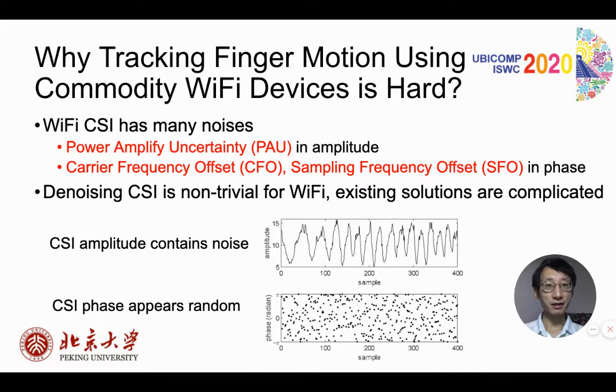Considering the wavelength of Wi-Fi, which is about 6 cm for the 5 GHz band, the centimeter level finger motion has to be tracked at sub-wavelength level granularity. However, CSI in commodity Wi-Fi devices contains severe noises, such as the power amplifying uncertainty in amplitude, and carrier frequency offset and sampling frequency offset in phase. The added CSI noise destroys the orthogonality of the phase and amplitude of CSI, making sub-wavelength level motion tracking impossible.